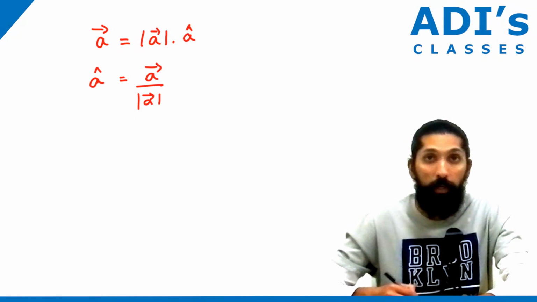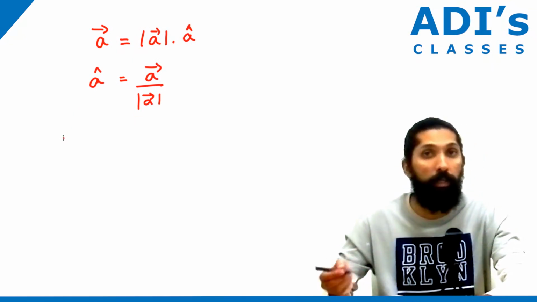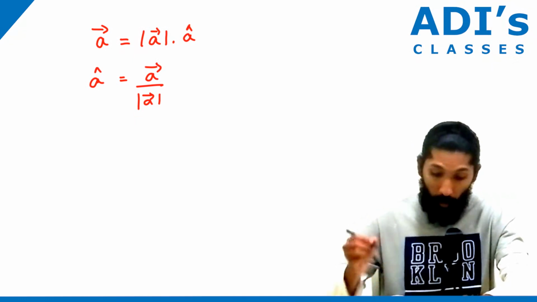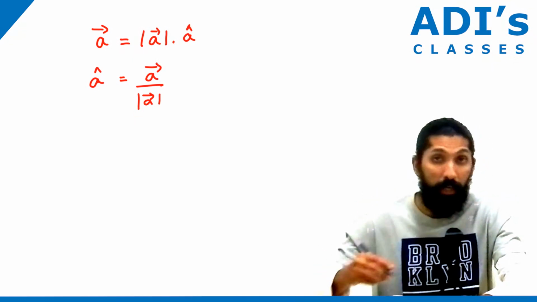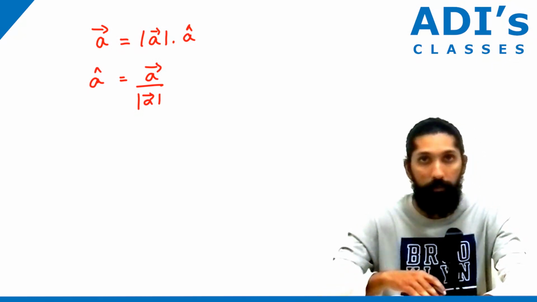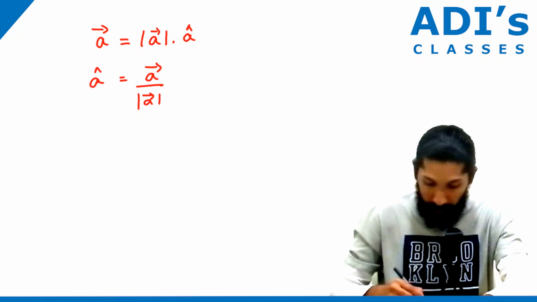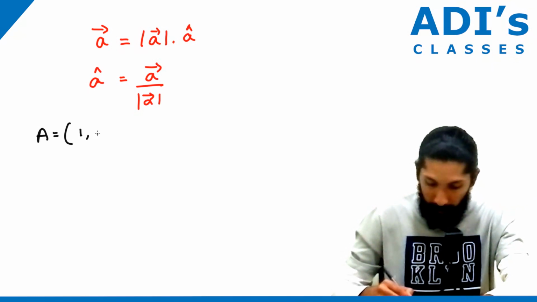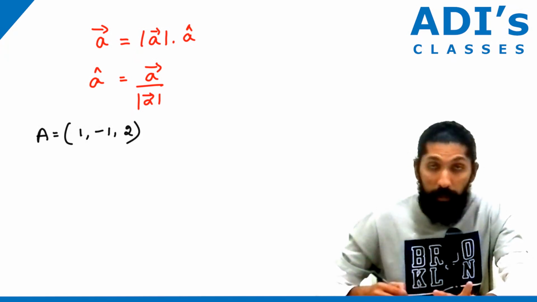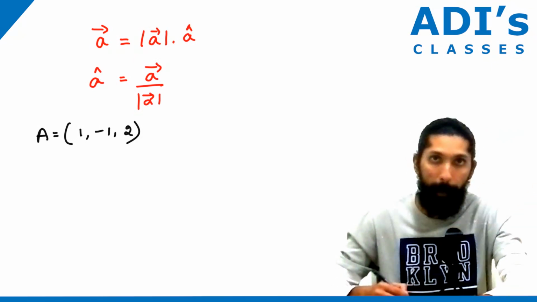Now, mod of A can never be 0 unless it's a 0 vector, correct? Because you're squaring and adding. That means you are going to have a direction. Now, let me show you an example of how we calculate. Suppose my vector, or you can say point A, is given by (1, -1, 2). First, I'll ask you what is the direction in which this vector is present in the space.